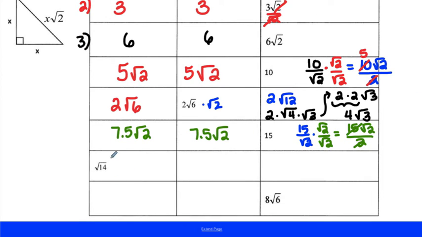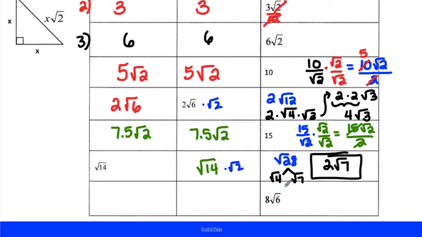Okay, a few more. Root 14. If one leg is root 14, then the other leg is root 14 because it's isosceles. Then to get to the hypotenuse, you multiply by root 2. So root 14 times root 2 is going to give me root 28. But I do have to simplify that. So that can be broken down into the square root of 4 times the square root of 7. Remember, trying to break it up into the largest perfect square that goes into it. All right, so root 4 times root 7. Root 4 is 2, so 2 root 7. And there's my answer.